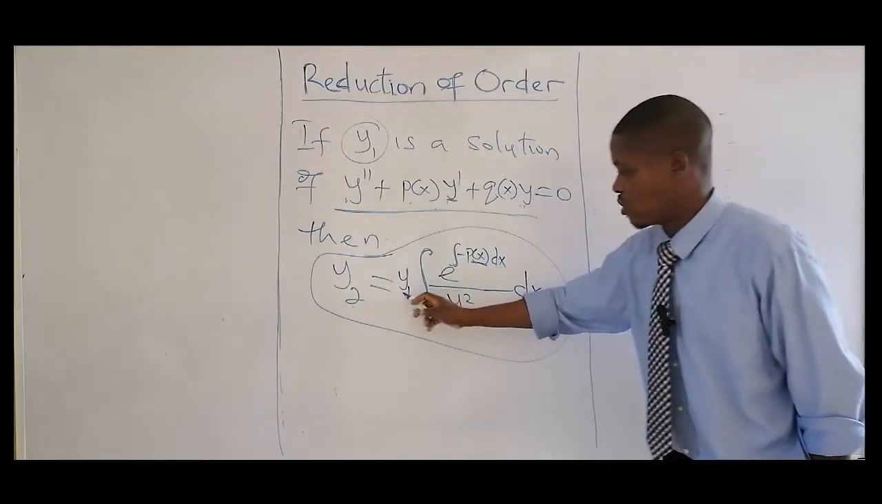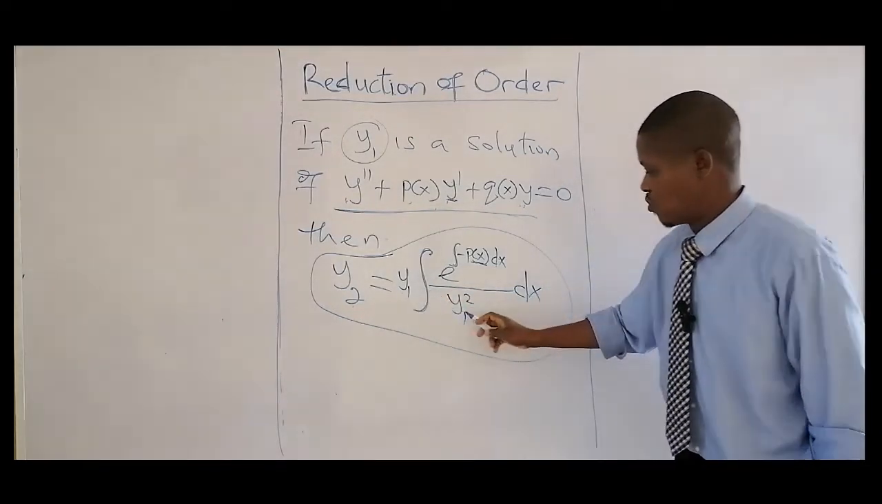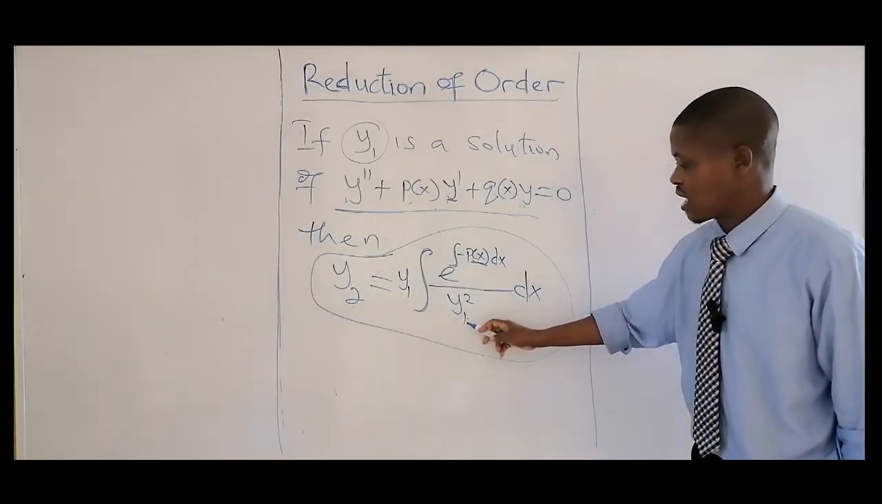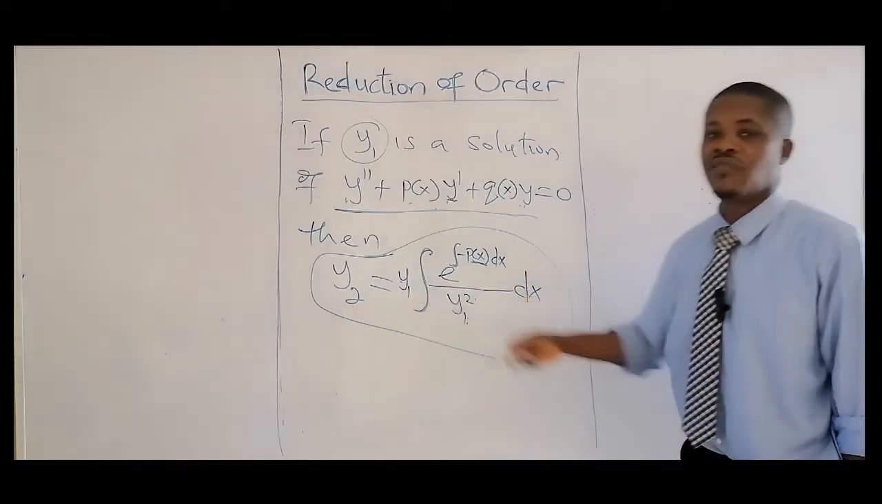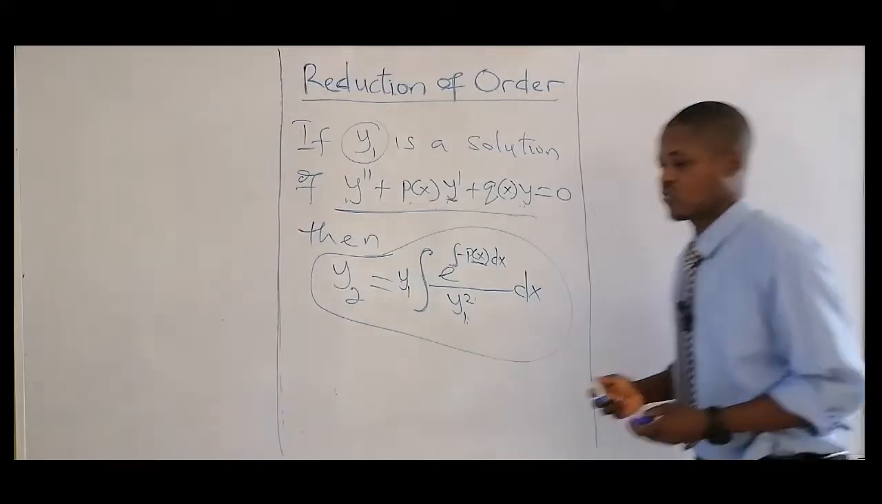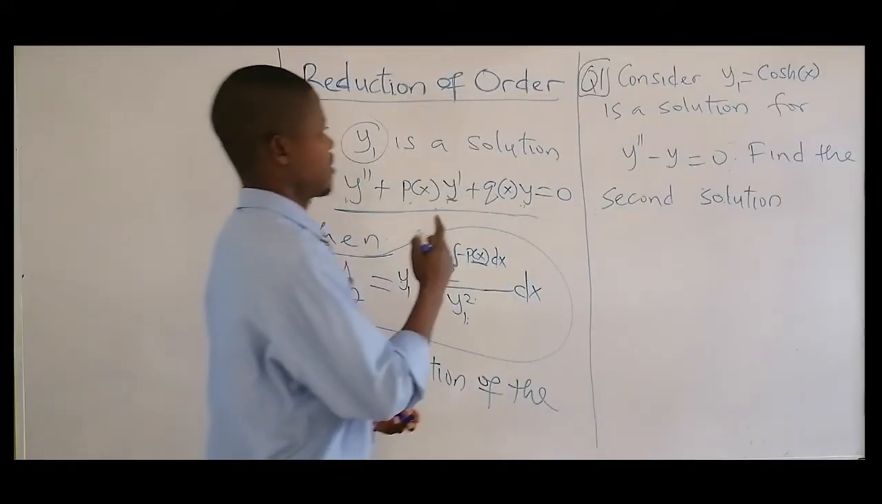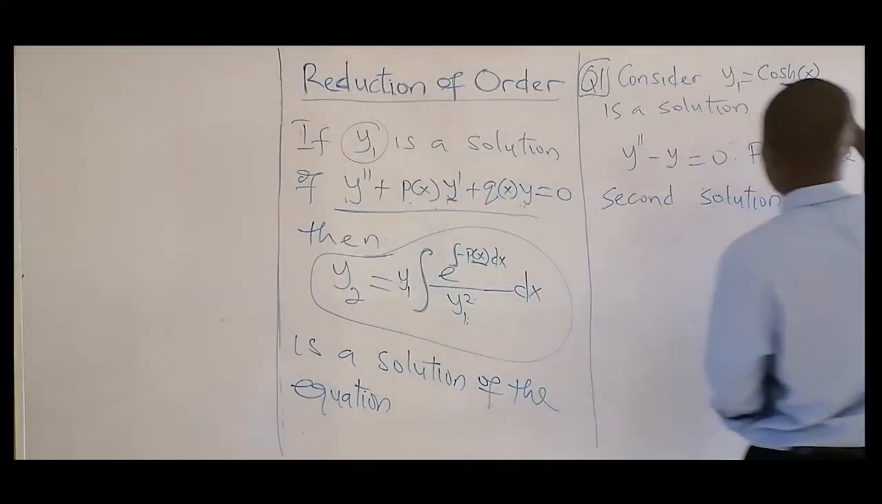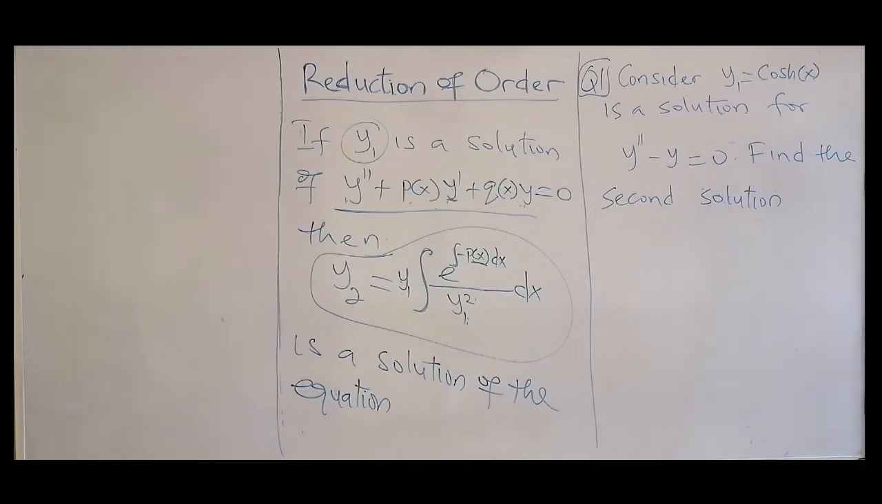Okay, and don't forget that it's y1 outside here, and then the y1 is also here, but the y1 here is the square of the one that you have here. Okay, let's see questions. Look at the question we're given here.